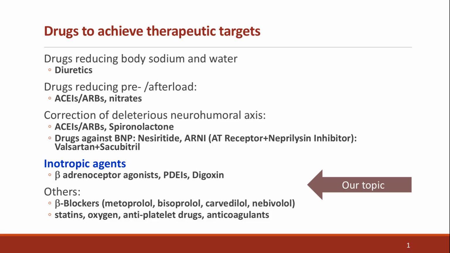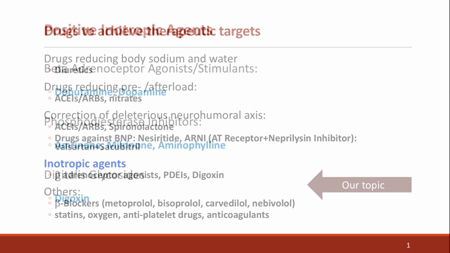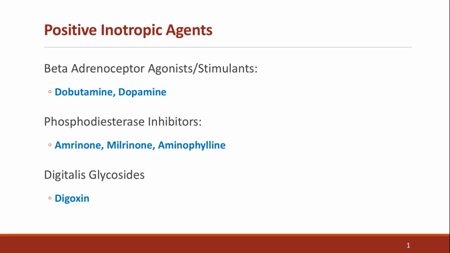The unique group of drugs which we should focus on in this lecture is the inotropic agents, used to enhance contractility when cardiac output is critically reduced. This group includes some beta-adrenoreceptor agonists, phosphodiesterase inhibitors and the digitalis glycoside digoxin. This slide classifies the drugs which have positive inotropic effect on the heart and are discussed in the following slides one by one.